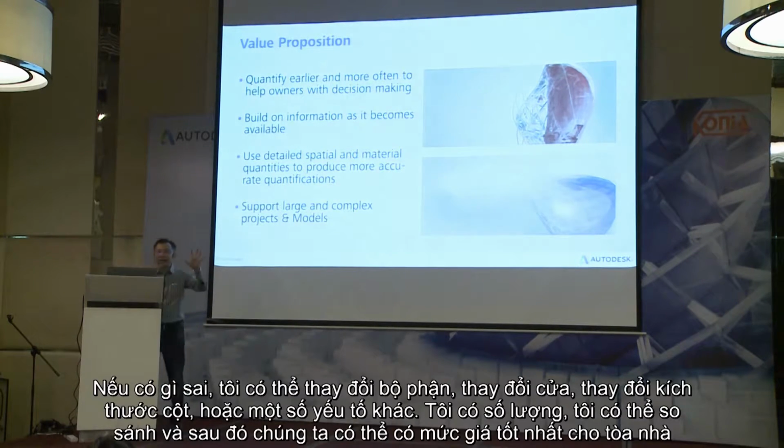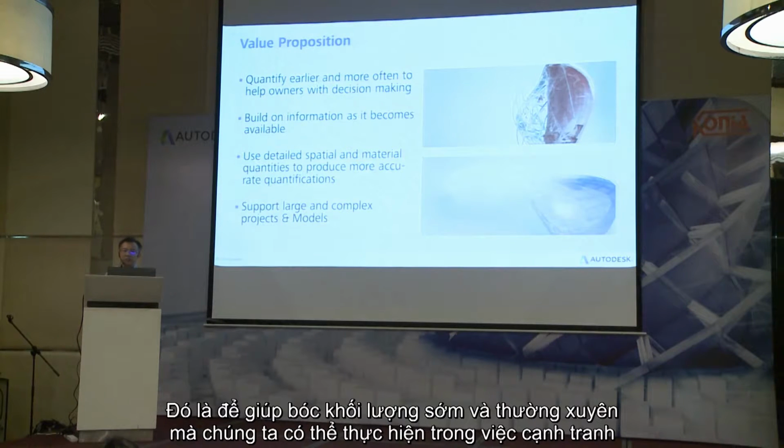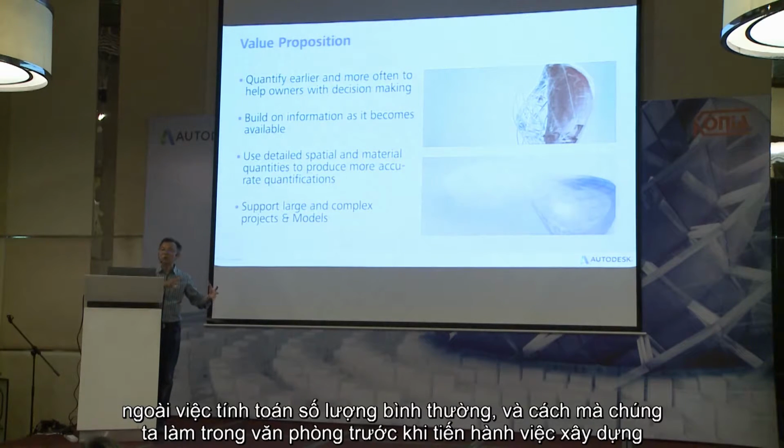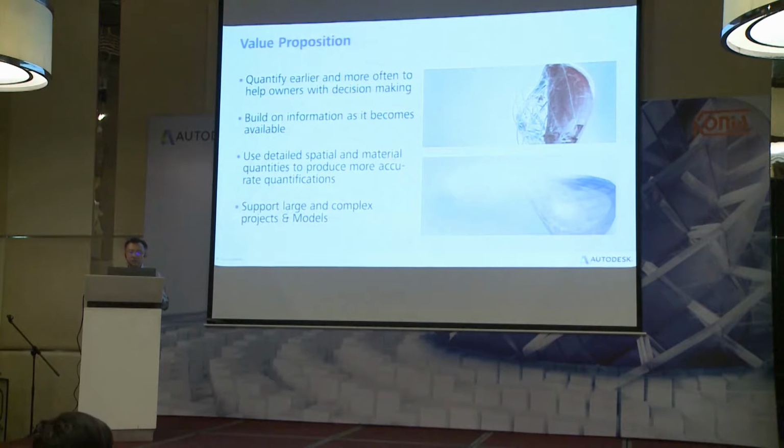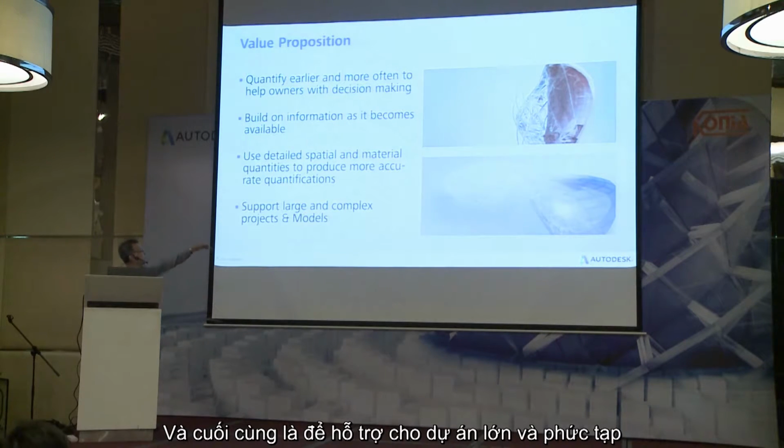But if something is wrong, I can change the door, change the column size or something, and get the quantities again and compare, and then I will have the best price for the bidding. That is something we can do for competition, apart from the normal quantity takeoff we do in the office itself, because during the construction. And most of all, the last one is to support large and complex projects.